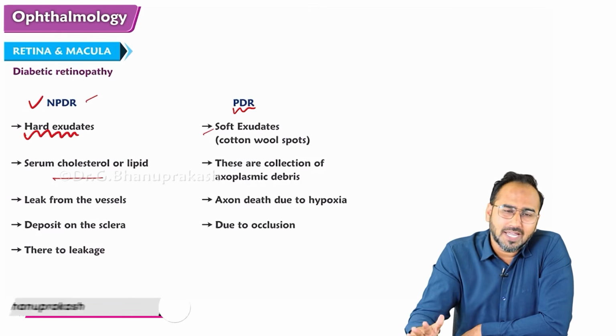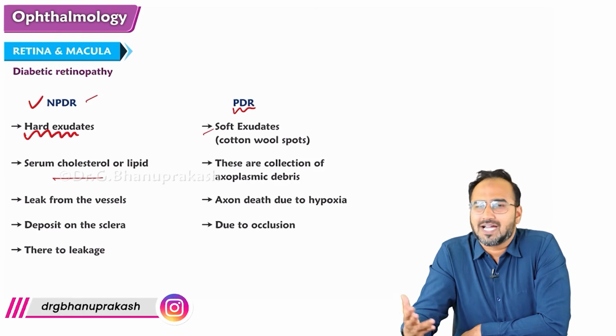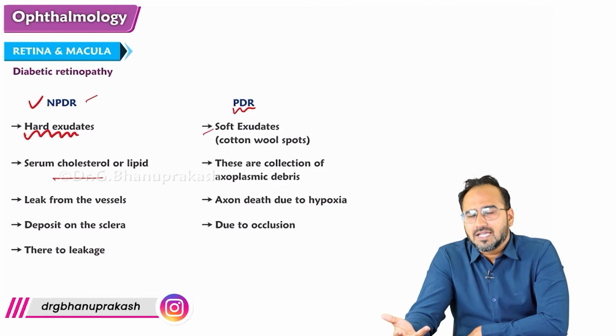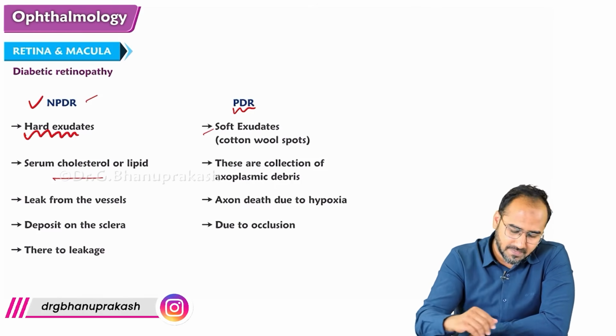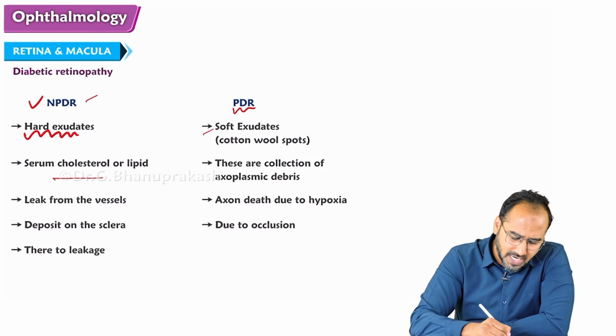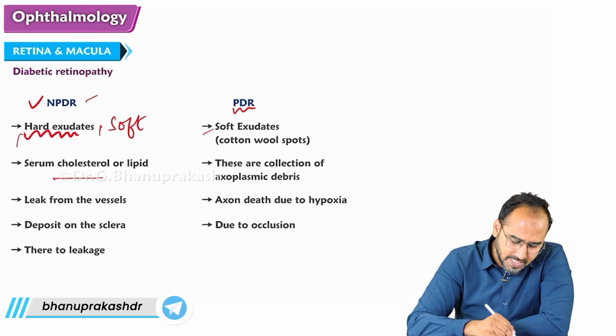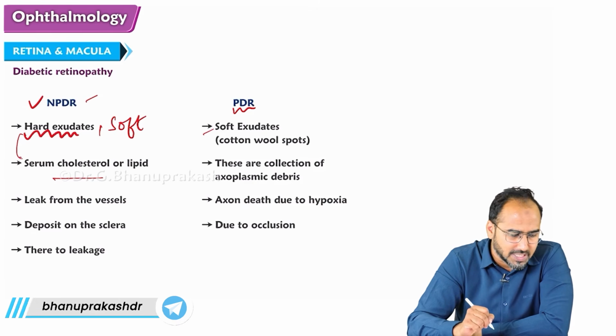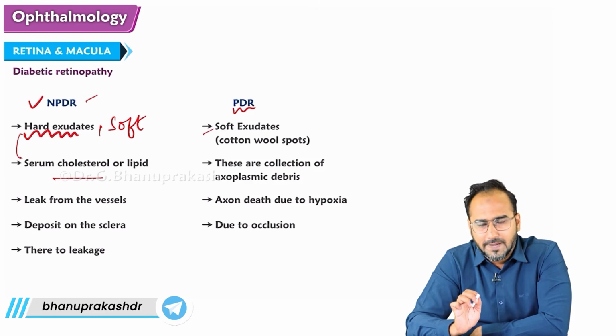You might see hard exudates or you might see soft exudates. Hard exudates are cholesterol leak, and soft exudates are a collection of axoplasmic debris. So in non-proliferative, you might see hard exudates as well as soft exudates. Hard exudates are cholesterol leak. Soft exudates are cotton wool spots, which are a collection of axoplasmic debris.